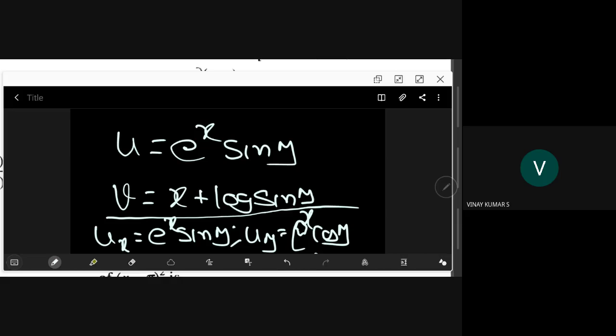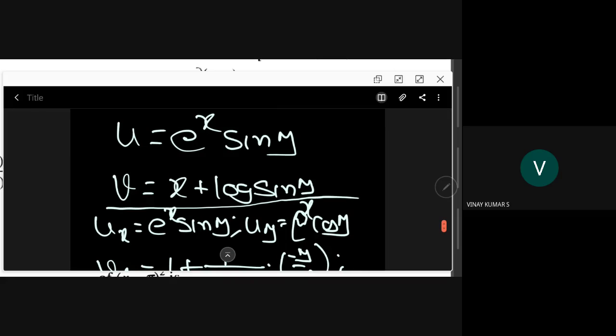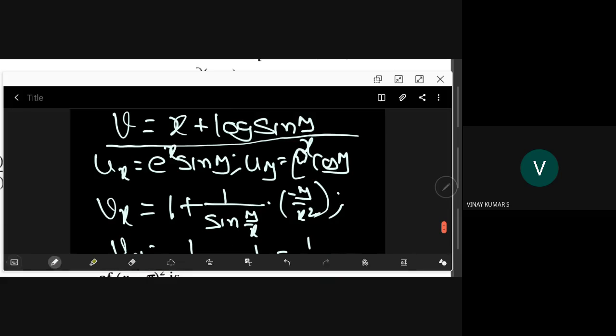Then ux, uy is there. Fine. Here the mistake is vx is equal to 1 by sine y only. Right. 1 by sine y. And what is that? Vx with respect to x, if I am doing, this whole term will not be there. V is 1, that's the problem. y by x I took, right.